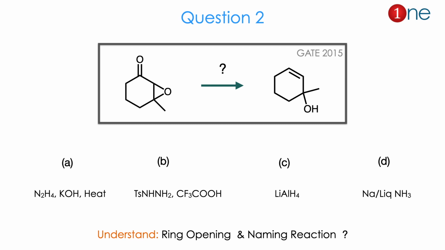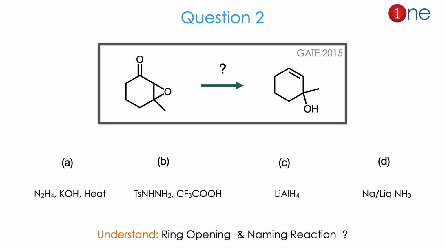Then question number 2. The starting material, you have cyclohexanone, you have an epoxide at the second position. It is attached with a methyl group there. They ask for the reagent which converts the reactant into the product, an enol. So the epoxide ring is opened. You have alcohol and a new alkene is there.